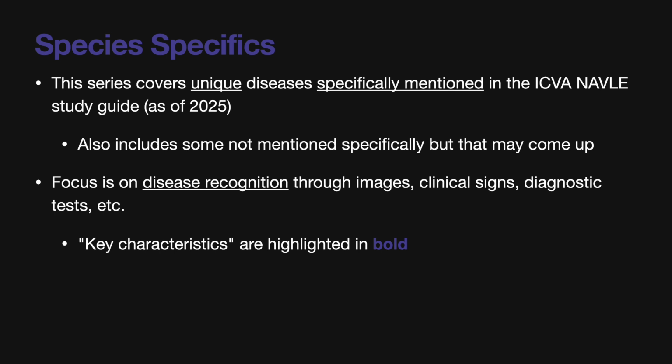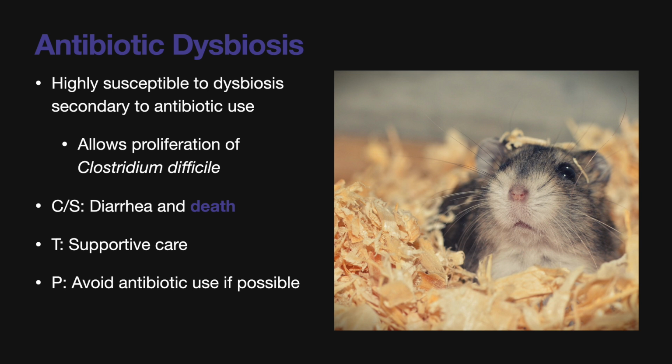The focus of these lectures is on disease recognition through images, clinical signs, and diagnostic tests. I've also highlighted key, easily recognizable characteristics in bold. There are only a few notable diseases to remember about hamsters for the NAVLE, so I have put them in no particular order. We will start with antibiotic dysbiosis.